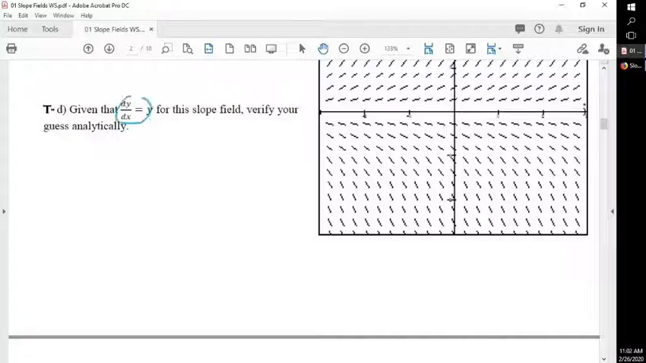Given that this is your differential equation, that's for this slope field right here, verify your guess analytically. So doing it analytically, we're going to use Euler's method. So let's write this out. This is your first time, guys. You ready? Right, dy over dx equals y.